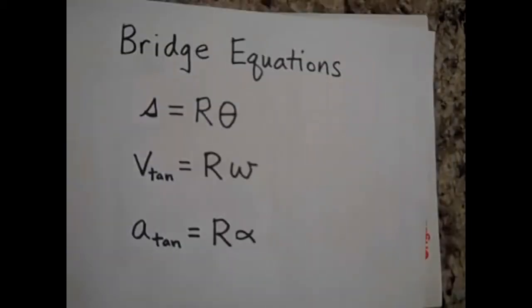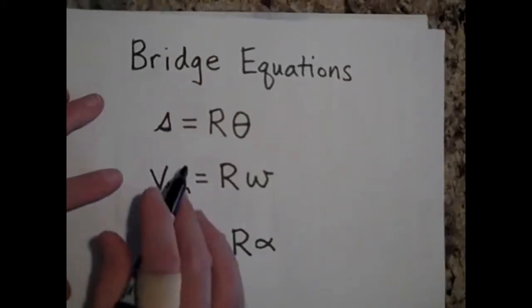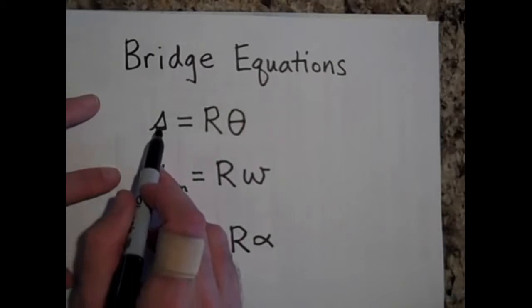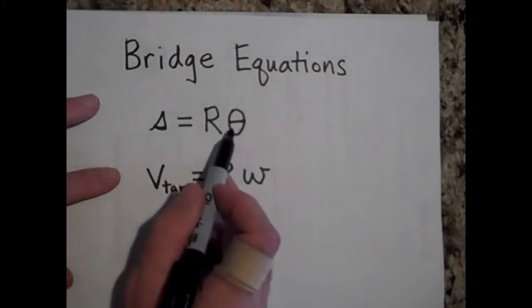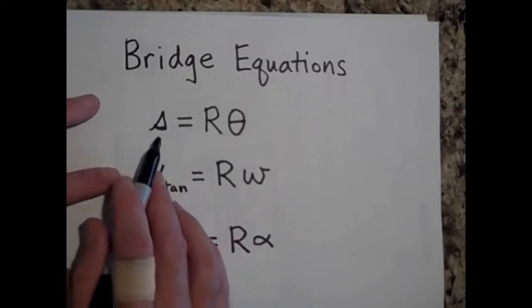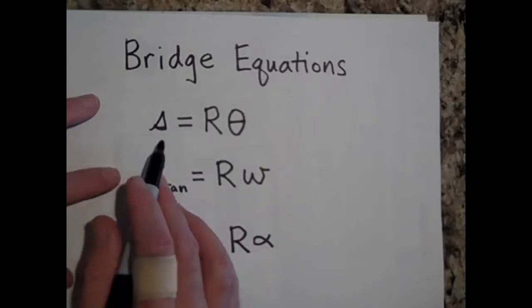So here are the bridge equations. The bridge equations are these. You've already had this, I think, in math. This is arc length is equal to r theta. You might have had it as theta is equal to s over r. But that is one of the bridge equations.